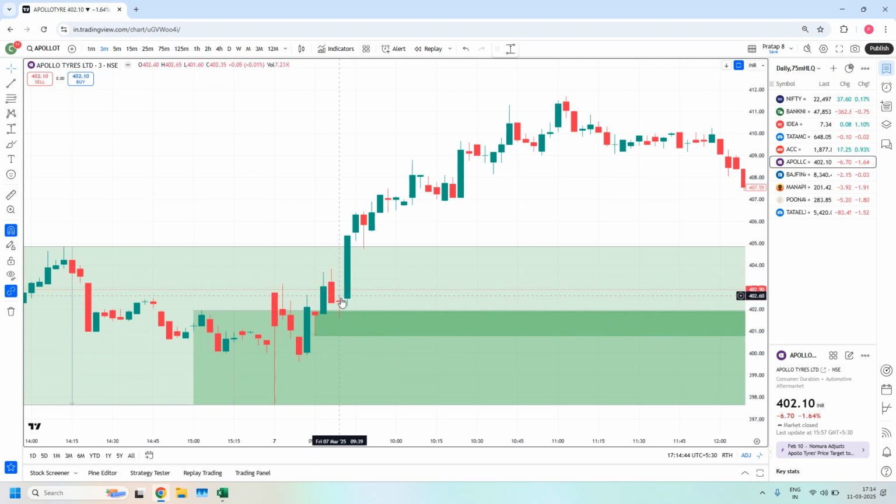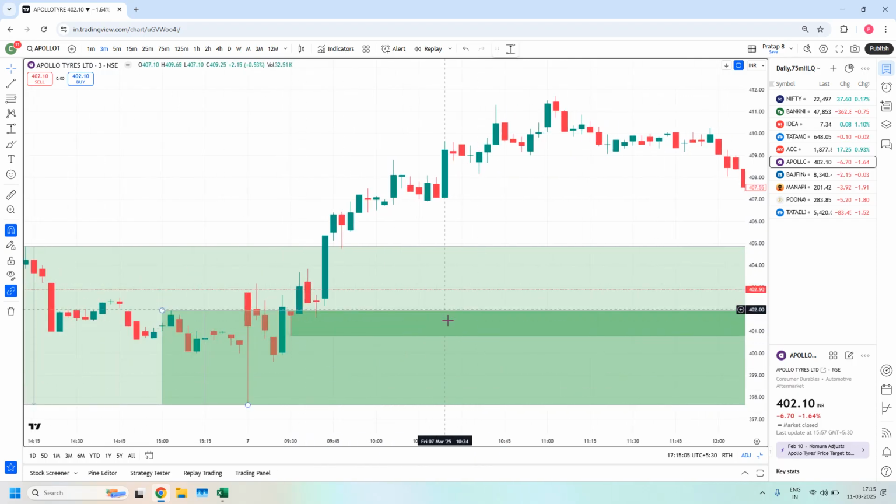Sometimes prices enter into this drop base rally, this proximal area, and then it will move. That day we will be missing our trade. But if you feel your risk management is within 2% level, you can plan your entry here, but stop loss will be here. Again, you should add some stop buffer also. You should not forget.